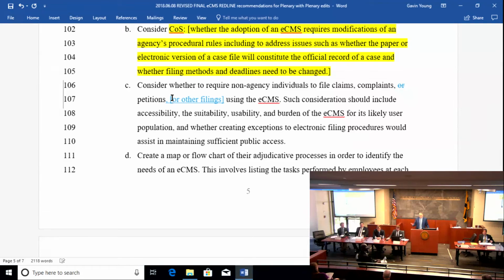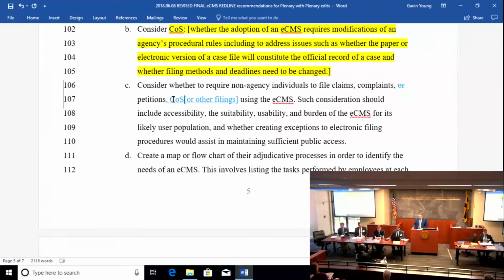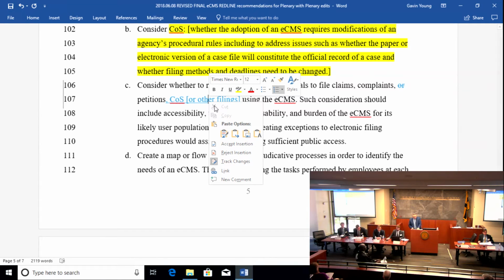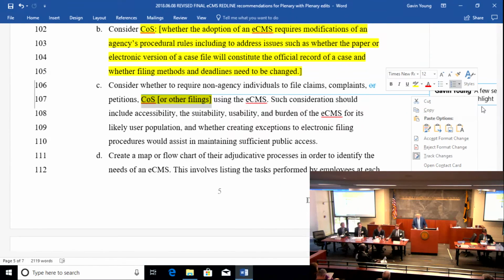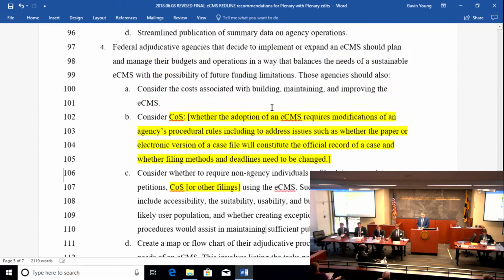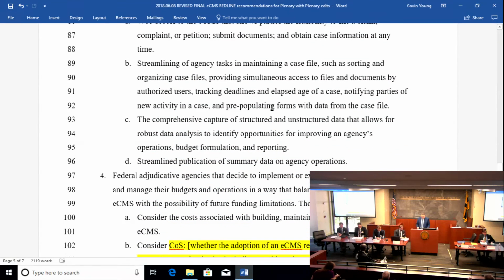Yes. Let's move to a final vote on the recommendation as amended. All those in favor say yay. Yay. Opposed, nay. The yeas have it, and the recommendation is adopted. Thank you.